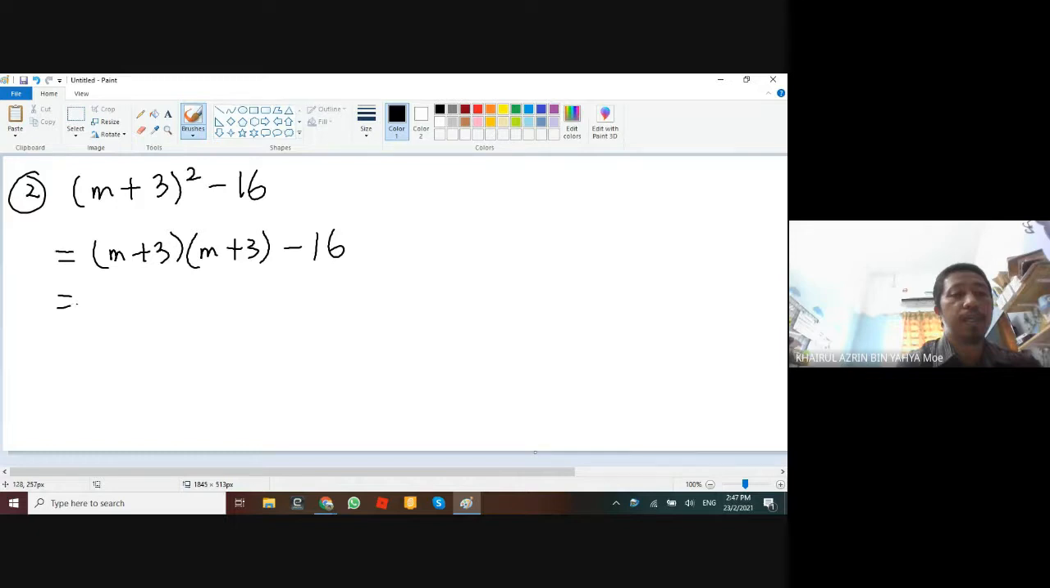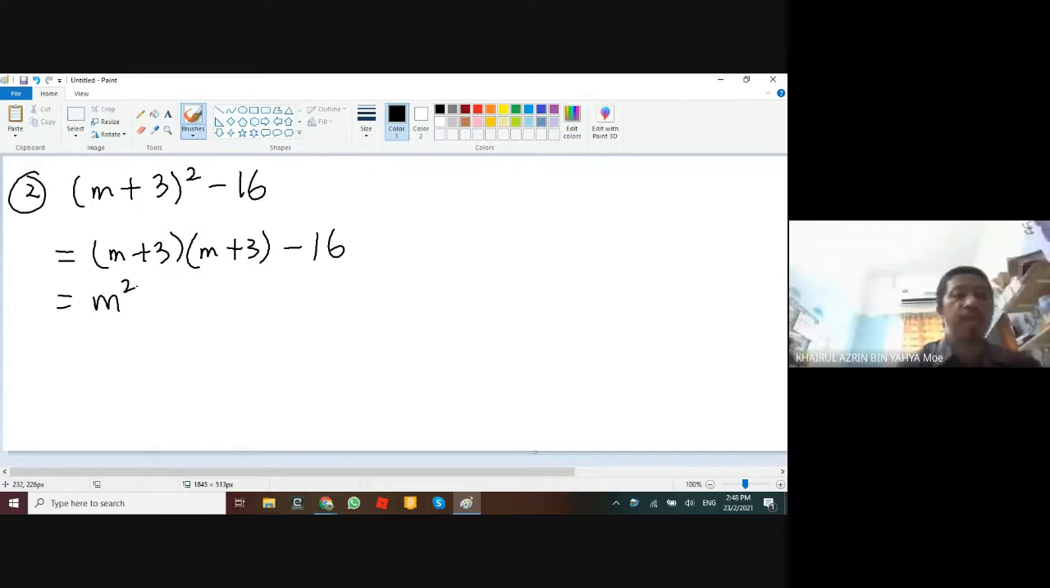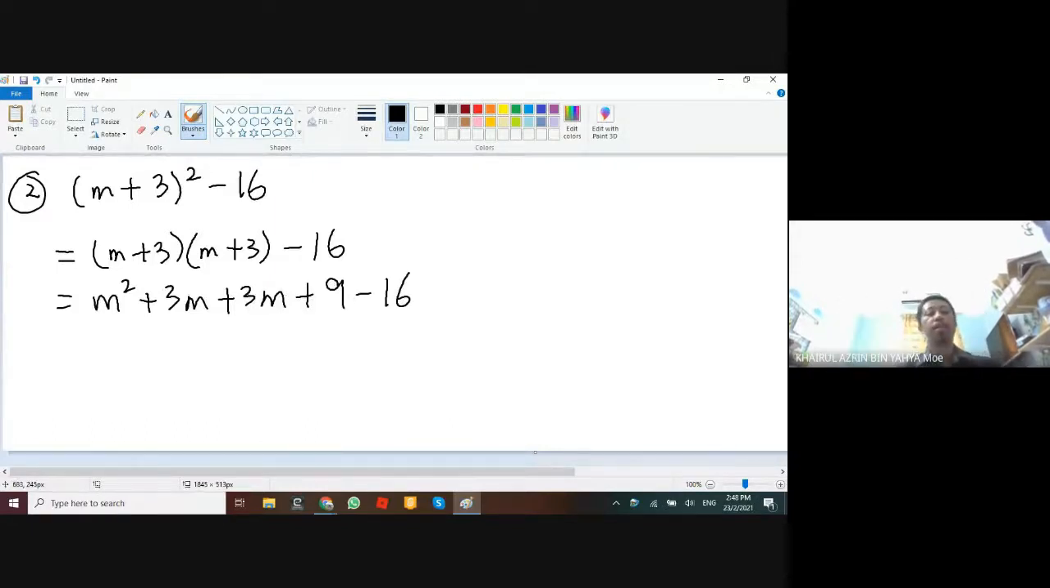And then we expand m times m, m squared. m times 3, 3m. 3 times m, 3m again. 3 times 3, 9, and minus 16. Don't forget to write. There is also a shortcut to do this one. However, I don't want to teach the shortcut, because not all of you can do.